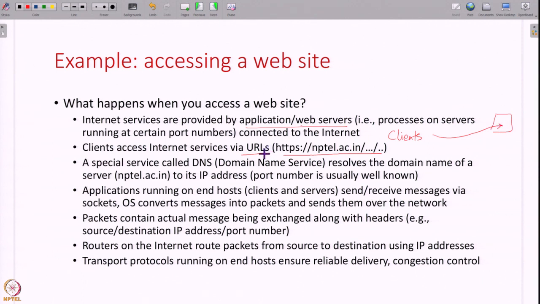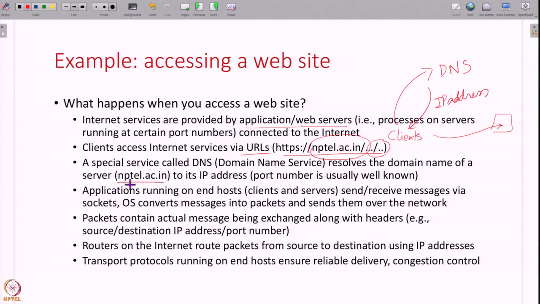So, what happens when the client accesses this URL? This URL has two parts. It has a domain name, which is nptel.ac.in, and some other information about what content you want to access at that domain. What the client will do is take this domain name, and using it, look up a service on the internet called the DNS. The client will contact the DNS and the DNS will give back the IP address of the server.